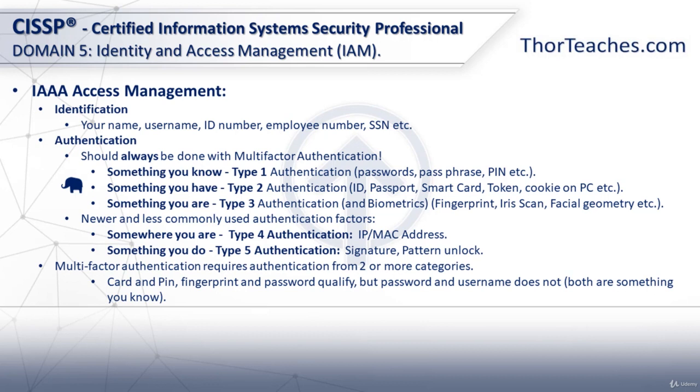So to get multi-factor authentication, we would need 2 out of the type 1, 2, and 3 authentication methods. So we need something you know, something you have, something you are. Most places, they use type 1 and 2 because type 3 is really expensive to implement. And using your bank card is multi-factor authentication. It's something you have, your credit card, something you know, your PIN number, multi-factor authentication. Whereas a password and a username is not multi-factor authentication. You know your password, you know your username. It's not something you have, it's not something you are.